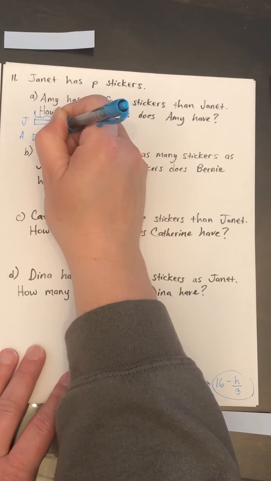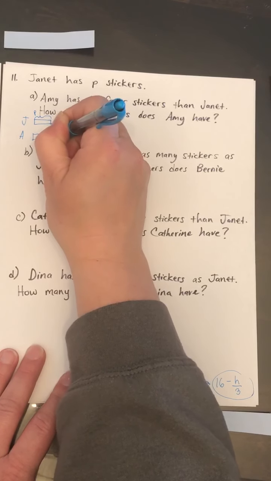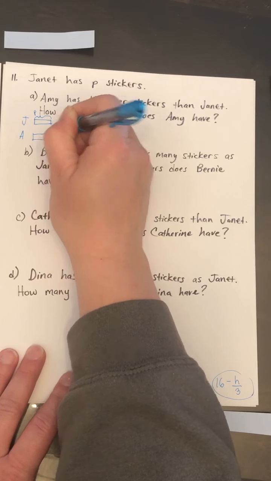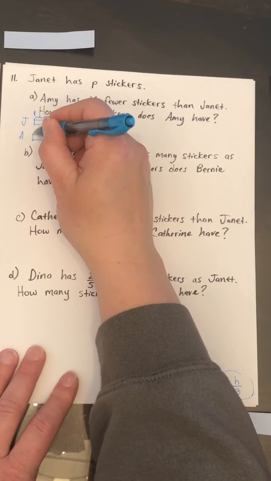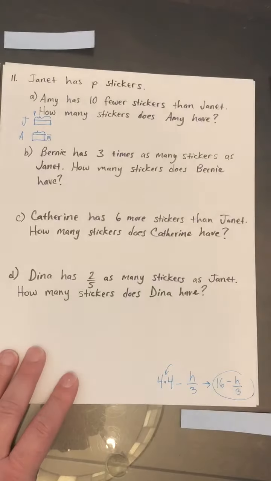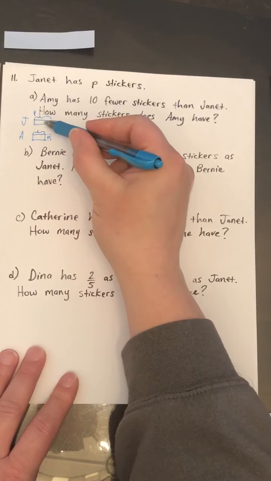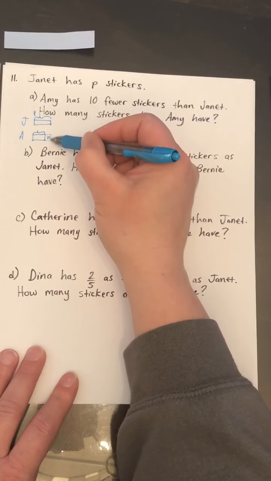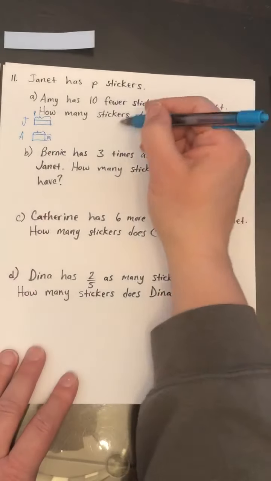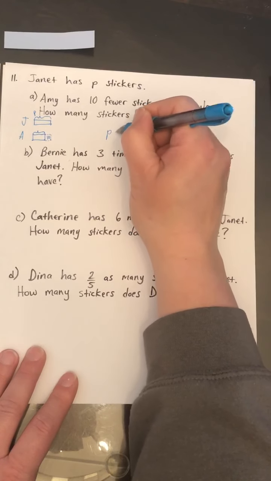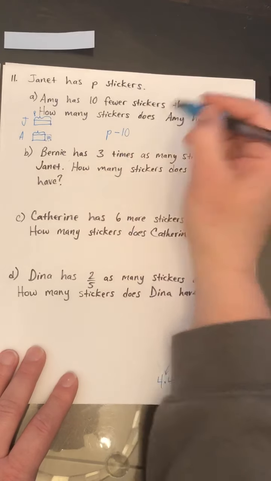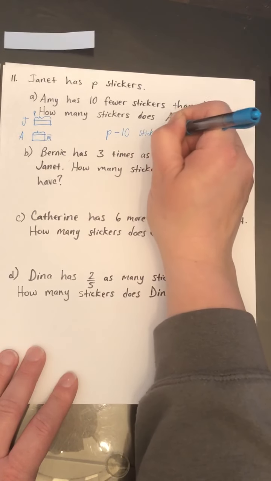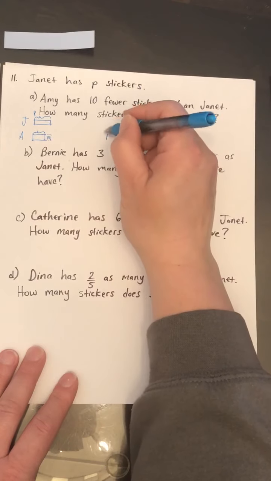And it would be missing this piece at the end. That would be 10 that I took away. So how would I figure out how long Amy's bar is? Maybe you noticed that I would have to start with all of Janet's stickers and take 10 away. So I would maybe show that as P was the total stickers, and I removed 10. That's how many stickers Amy has.